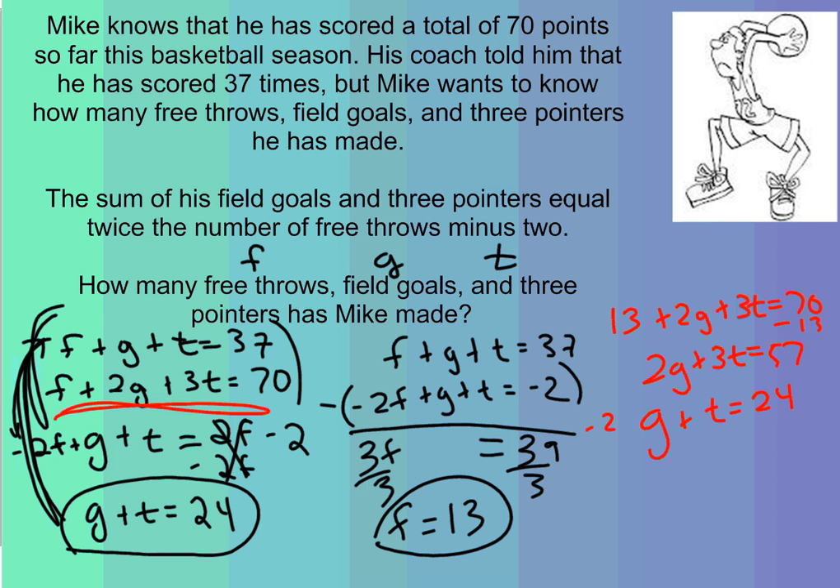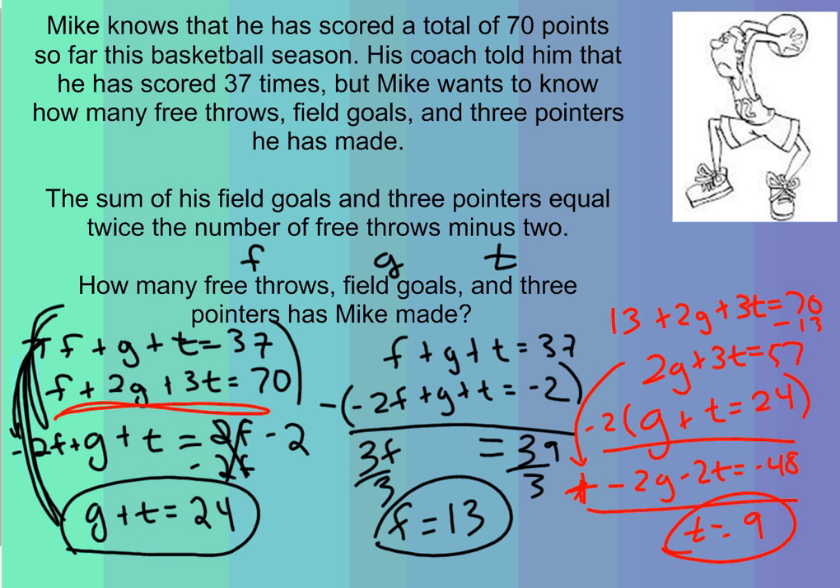So if I multiply by negative 2 and add this one and this one, 3T plus a negative 2T is T, and 57 minus 48 is going to be 9. So that's 9 three-pointers, 13 free throws. By elimination, 37 minus 13 minus 9 is going to give me 15 field goals. So 15 field goals, 13 free throws, 9 three-pointers.